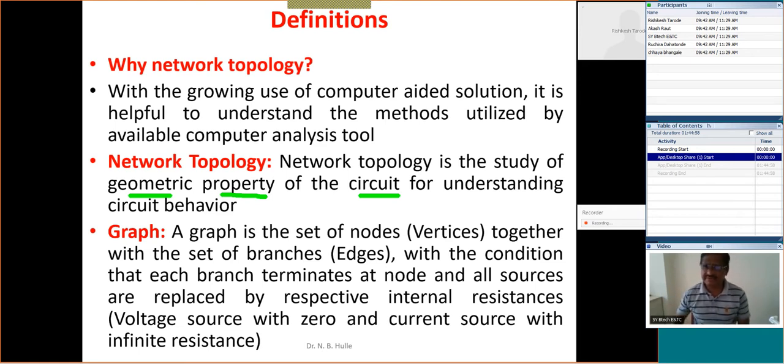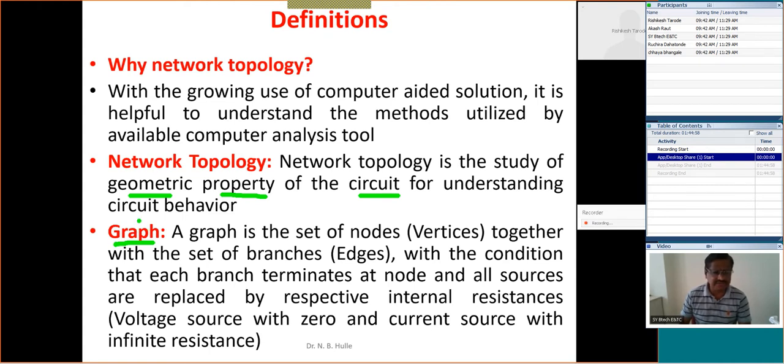Meaning, in this particular case, we are interested in the structure of the network rather than its elements. Because whatever the elements available in the network, those elements will come in that particular matrix directly. In place of that, initially we will try to understand the geometric property of the circuit for understanding the circuit behavior. Is it right? So here in this case, I begin the discussion with one point, that is the graph of the network.